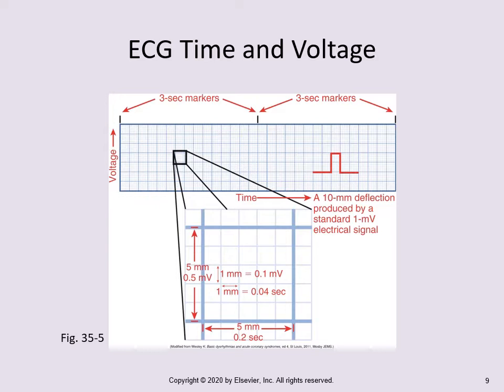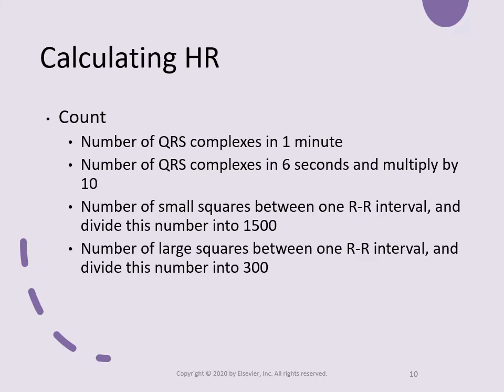When you look at a 6-second strip, you should be able to count the number of QRSs in that 6 seconds, multiply it by 10, and that will give you heartbeats in a minute. You can also do this by counting the small squares between the R to R interval and dividing that into 1,500, or the number of large squares between the R to R interval and dividing the number into 300. Both of these will give you the heartbeat for 1 minute.